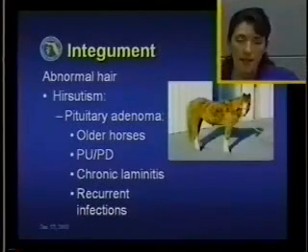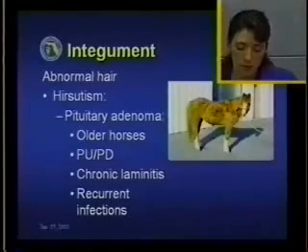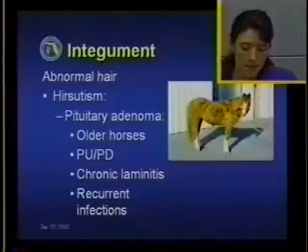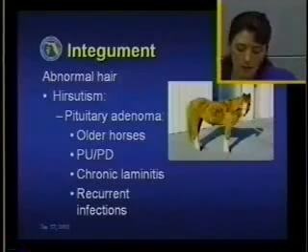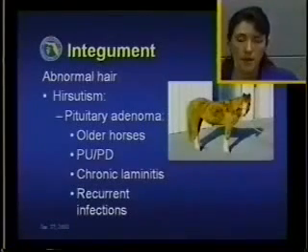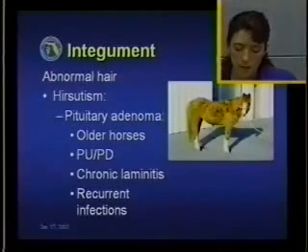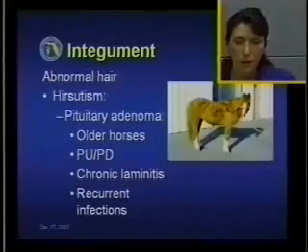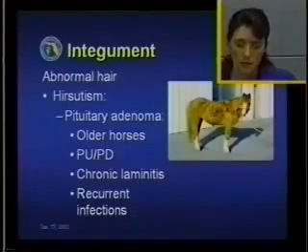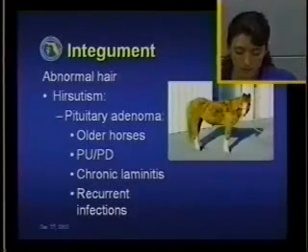Integument. The skin can tell you a lot about what's going on as far as systemic disease. One of the very common signs that we see in older horses is hirsutism. This is a condition that leads horses to shed poorly and to have a very long and curly hair coat that persists throughout the year.